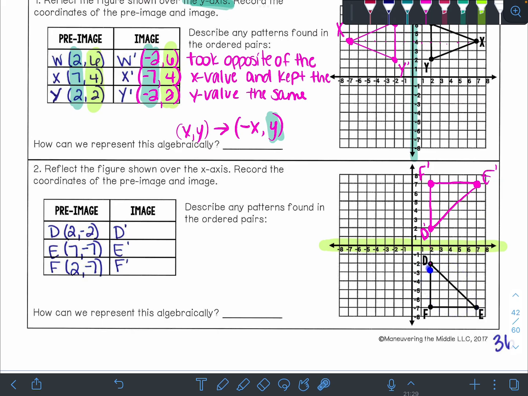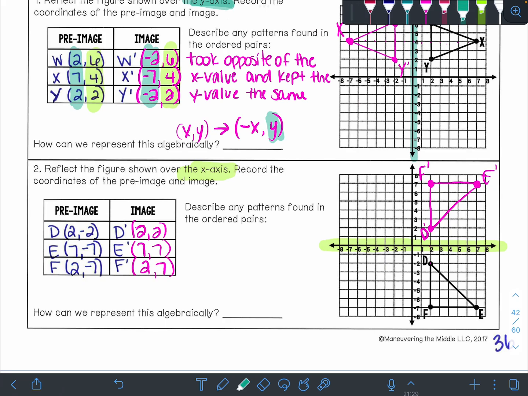So it started here. You notice how D's right here. It just flipped right there. F just flipped up there. E flipped up there. And I basically just took it and flipped it over. So on this one with me reflecting over my x-axis, I'm going to write my ordered pairs. D prime is at (2, 2). E prime is now at (7, 7). And F prime is at (2, 7).